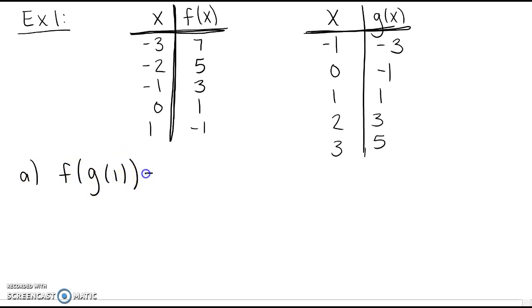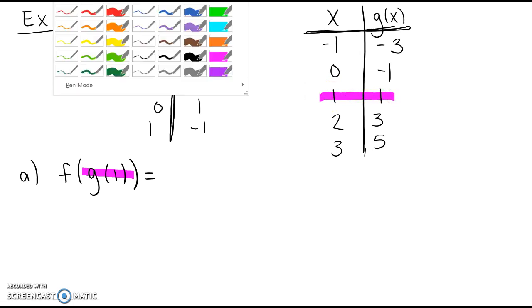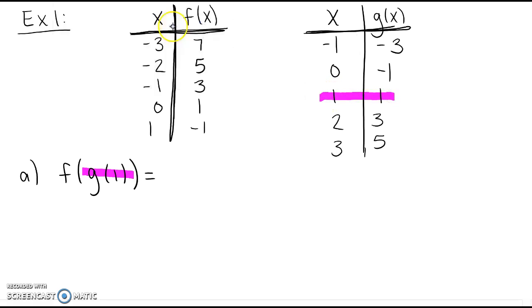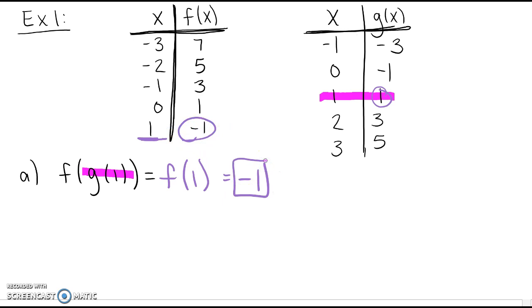So what we're going to do is work inside out. We're first going to focus on G of 1. What is G of 1? Well, the X value is 1, so I'm going to go to where X is 1 in G of X, and what is the corresponding Y value? The corresponding Y value for this one is 1. So I'm going to simplify this to be F of 1. Now all I have to do is go to F of 1. What is the Y value? In this case it's negative 1. So F of G of 1 is negative 1.